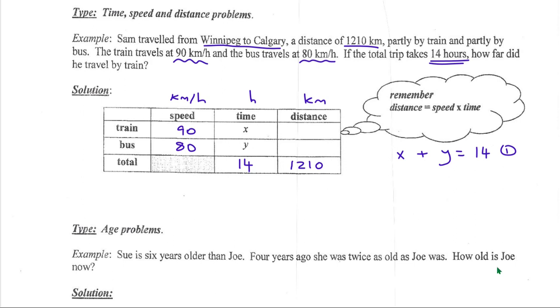If you're defining them in a chart, you don't need a let statement. You need either a let statement or a chart. Okay, so I'm going to put over here let statement or a chart. So you could have said, let x represent the number of hours by train, let y represent the number of hours by bus. But here they're doing it in a chart, so you don't need the let statement. We need one more equation that has to do with the distance, because we know the total distance is 1210. So what's going to go over here?